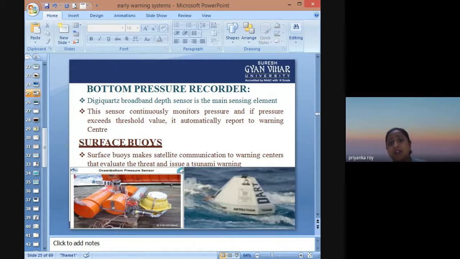The bottom pressure recorders, like digital quartz broadband depth sensors, are the main sensor elements. These continuously monitor the pressure, and if it exceeds a certain threshold level, it is automatically reported to the warning centers. So what happens is there is already an installation on the sea floor that sends the information to the DART buoy, and from the DART buoy a signal goes to the satellite, and the satellite sends the signal back to the mainland.